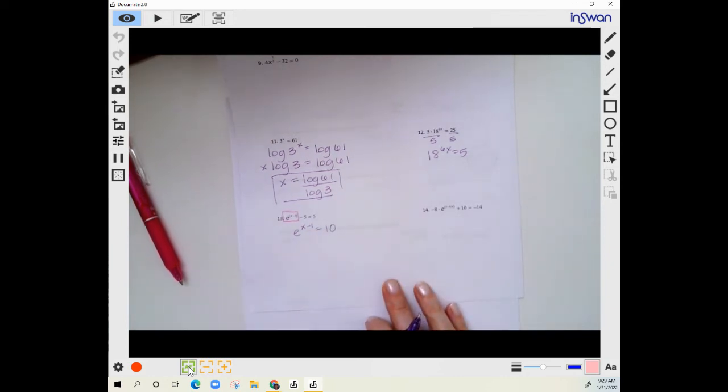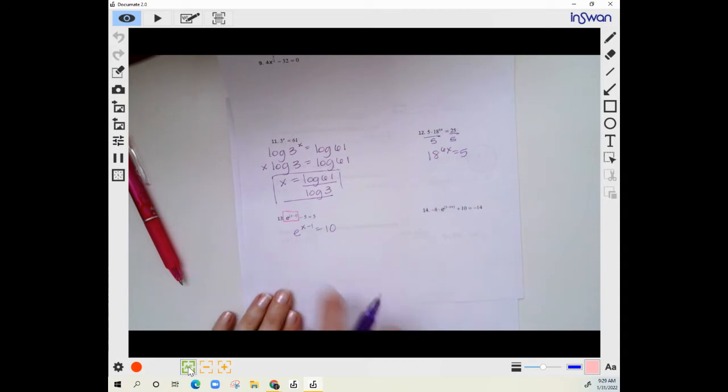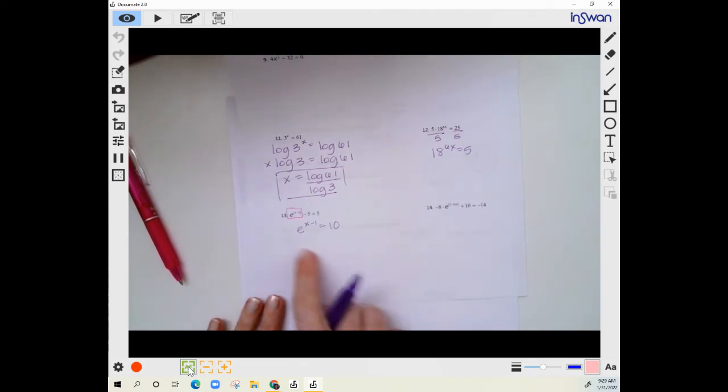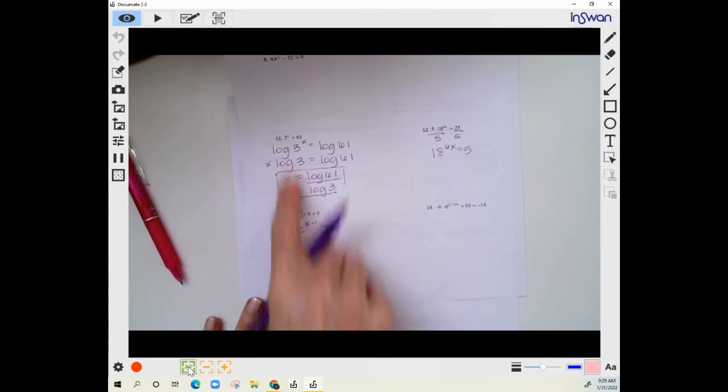So you want to remember that e is a value, just like pi is a value. So it looks like a variable, but it isn't a variable. It's an irrational number. So we're still just solving for x. So after you isolate it, then you want to treat it like we did in number 11.